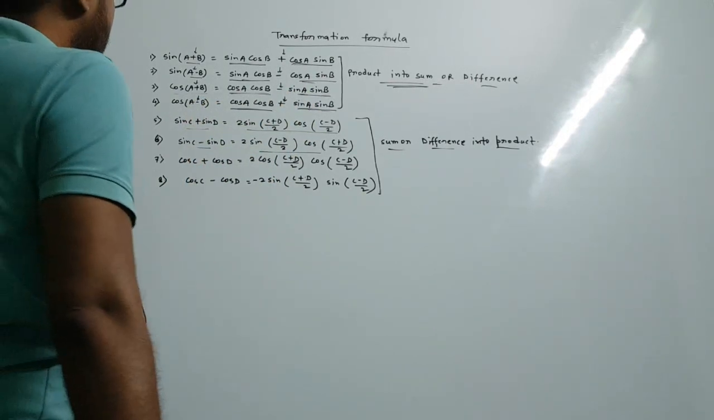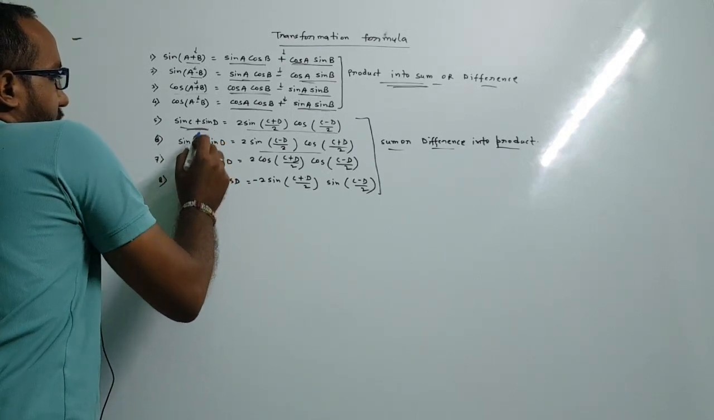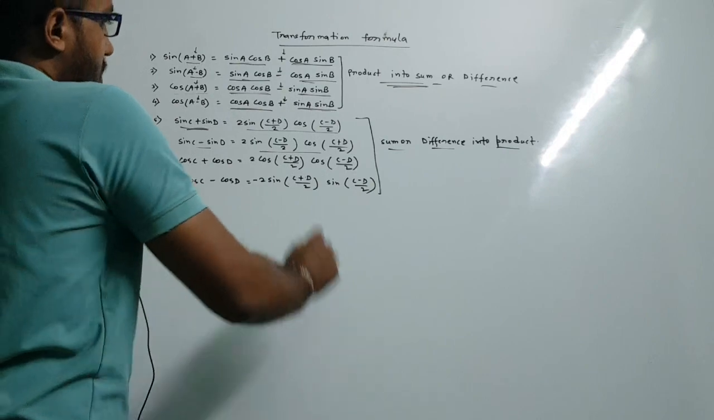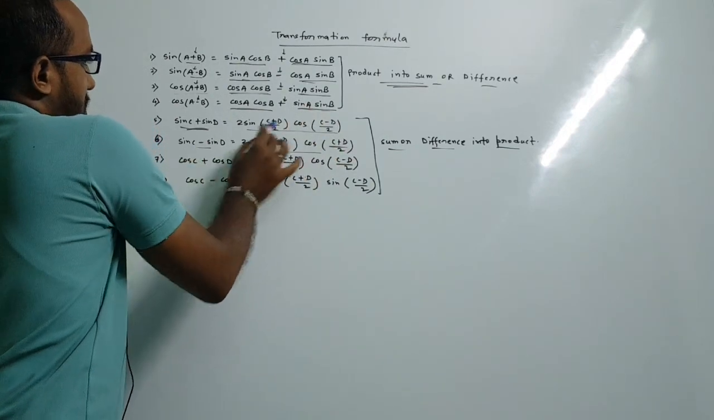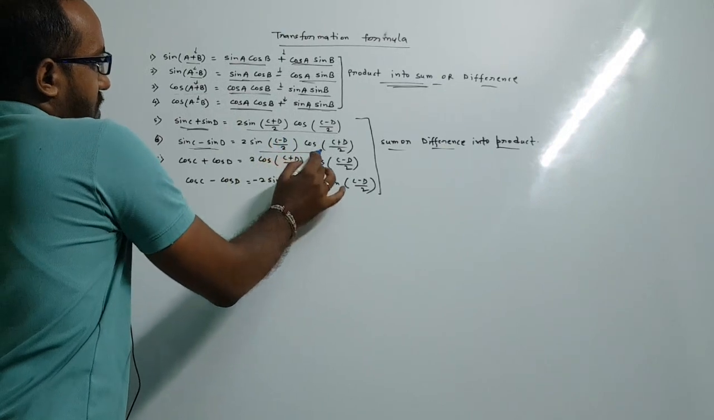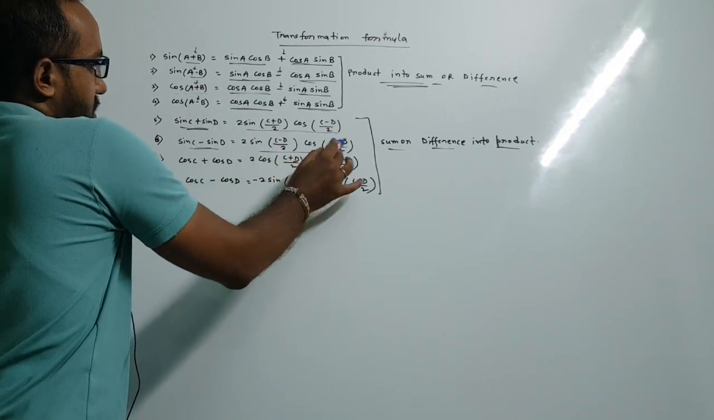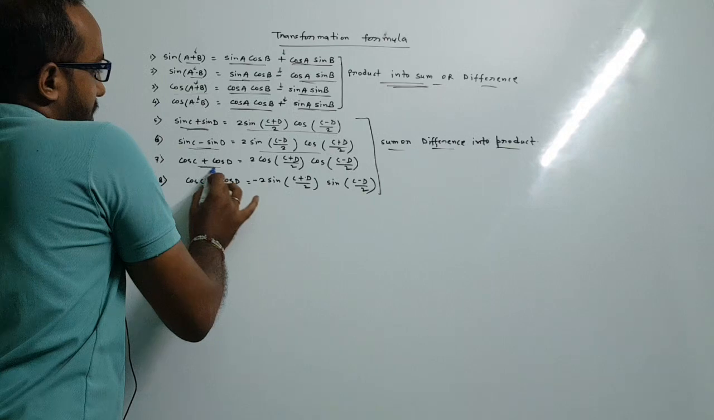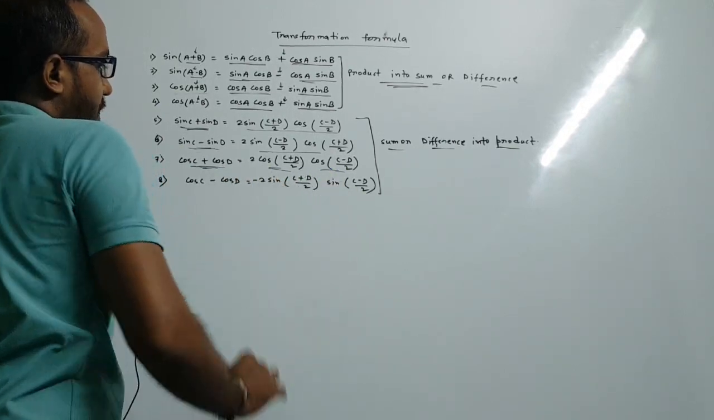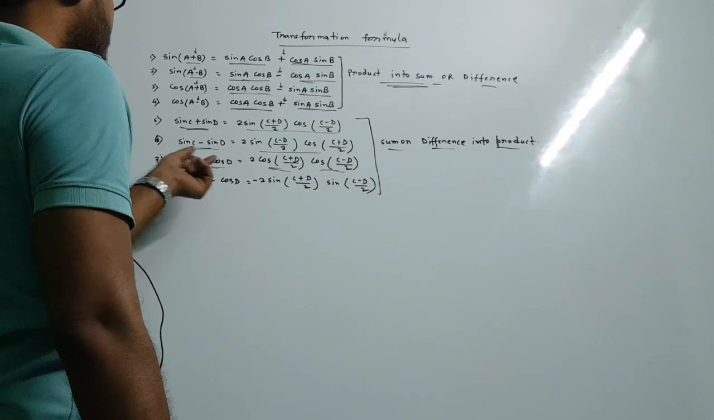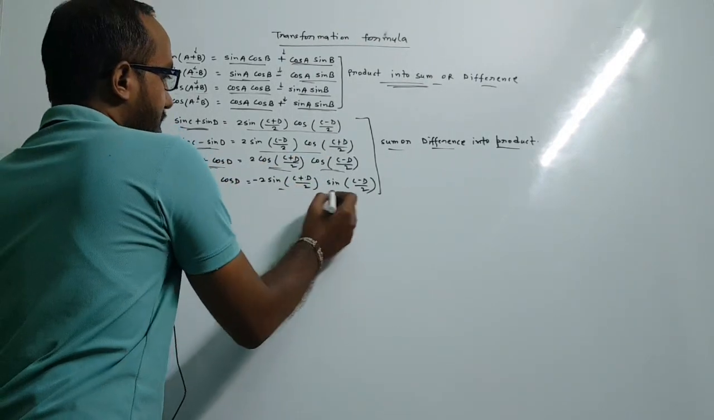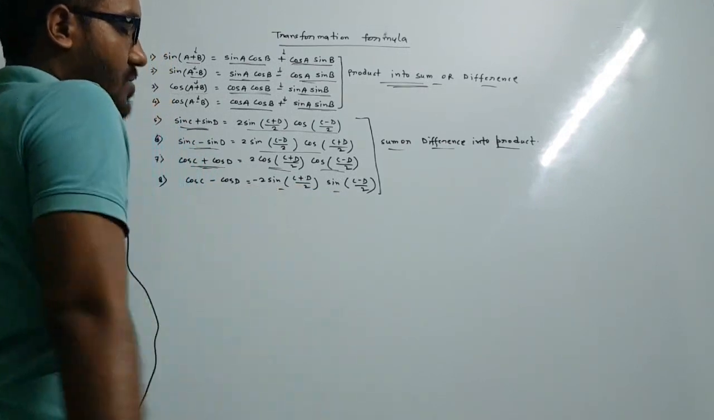Now move forward to the 5th formula, that is sin c plus sin d: 2 sin of c plus d by 2 cos of c minus d by 2. Sin c minus sin d is 2 sin of c minus d by 2 cos of c plus d by 2. Cos c plus cos d is 2 cos cos, both are cos. If there is plus, both are cos. If there is minus, cos c minus cos d, both are sin with a negative sign outside.